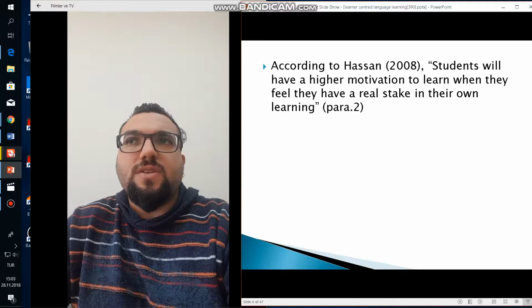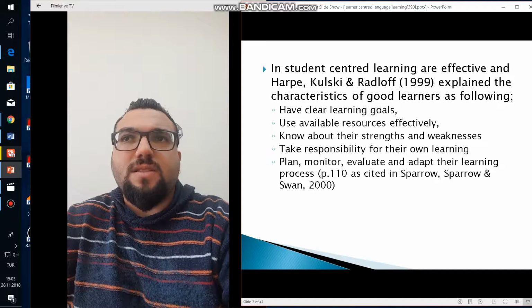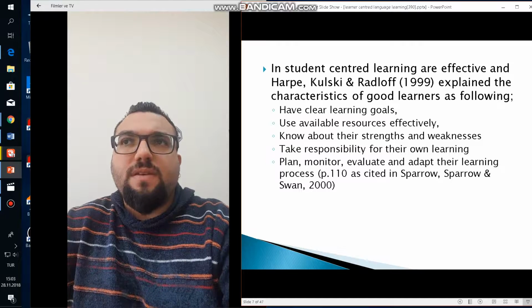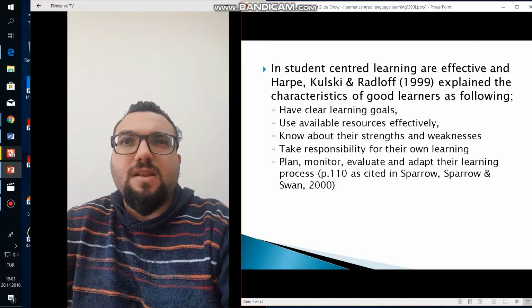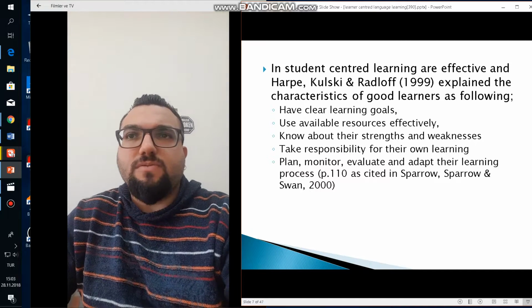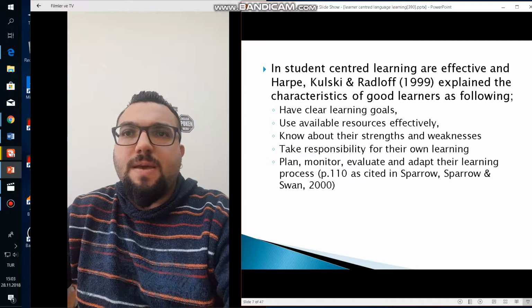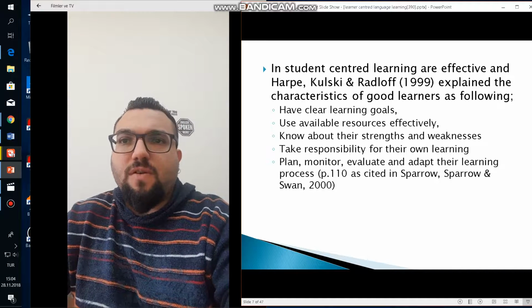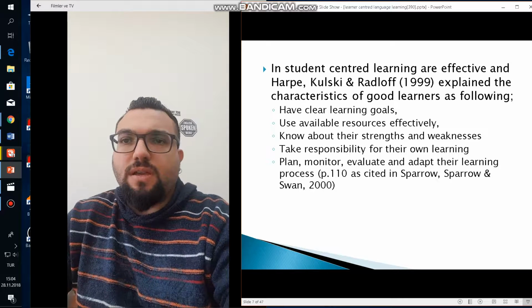According to Hassan, students will have higher motivation to learn when they feel they have a real stake in their own learning. Hockenbury and Radloff explained the characteristics of good learners as follows: have clear goals, use available resources effectively, know about their strengths and weaknesses, take responsibility for their own learning, plan, monitor, evaluate, and adapt their learning process.